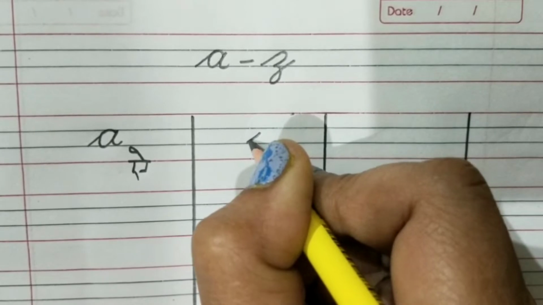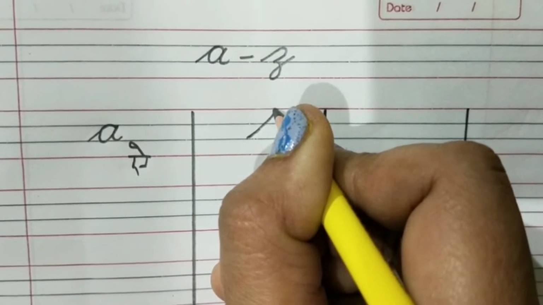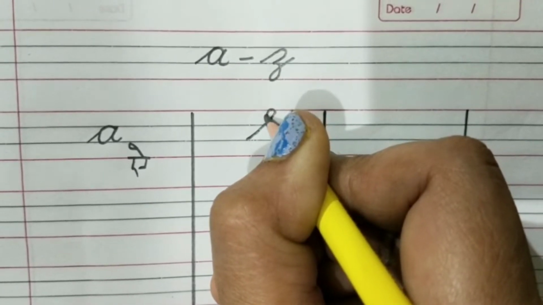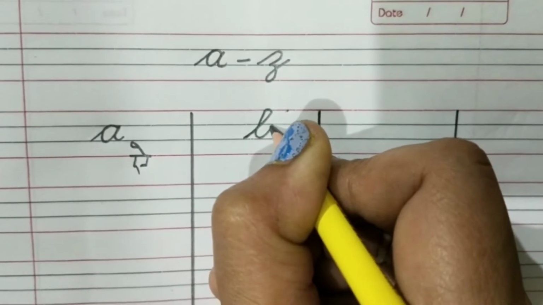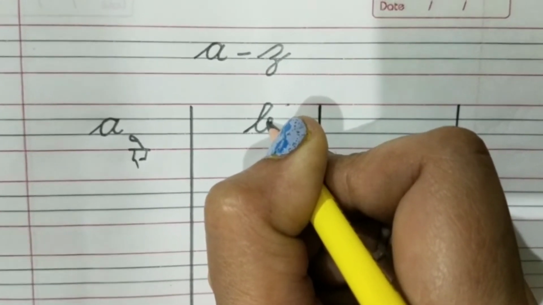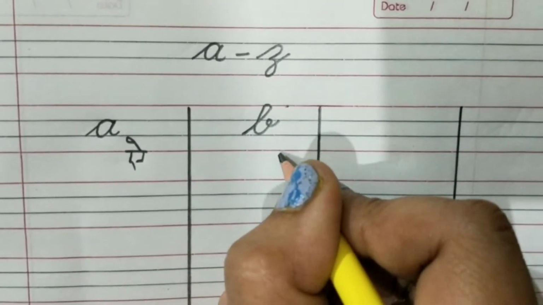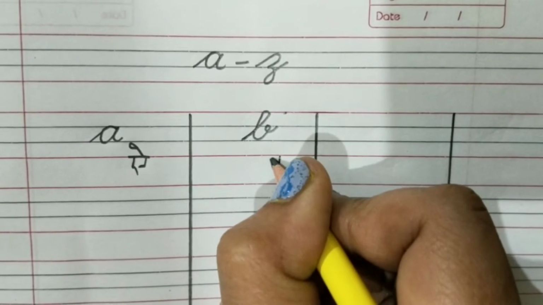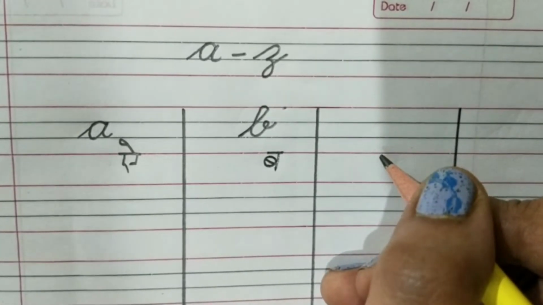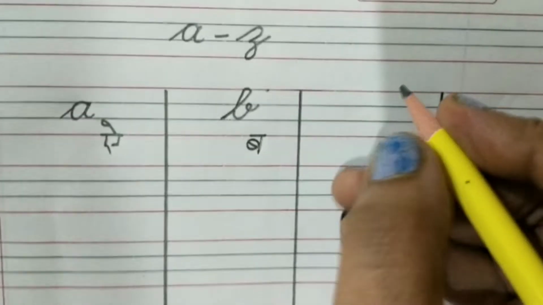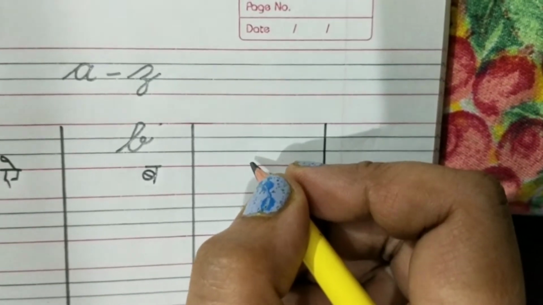B says B. Slant line, touch the red line, then come down like this. Again touch the upward black line and turn like this. This is B. B says B. B ball, B bell, B balloon. After B, let us see C.